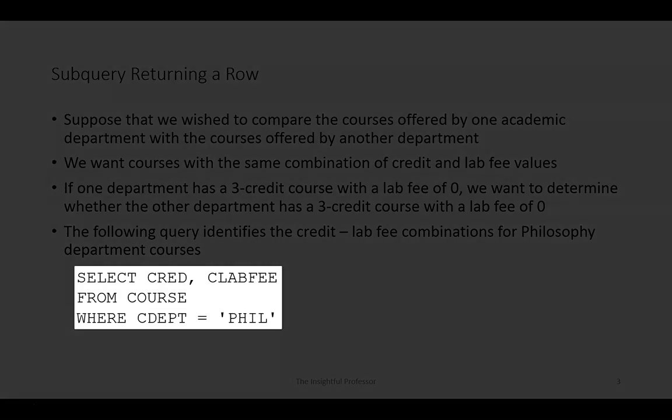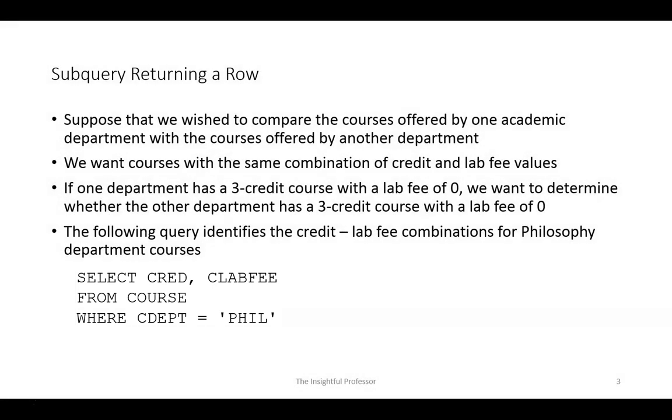In the following query, we identify the credit and the lab fee combinations for philosophy department courses. But what we're showing is within each row, the credit value for a course and the lab fee value for the same course. What we want to do is look at courses in another department, something other than philosophy, and see whether any of the combinations that appear in this result also appear in rows for the other department.